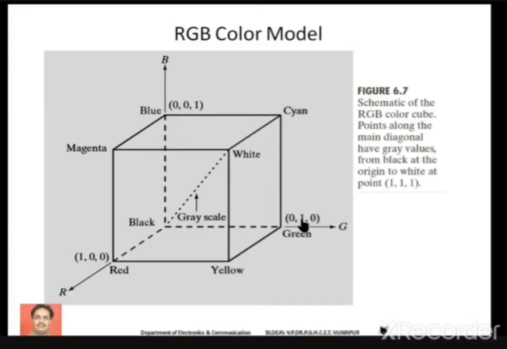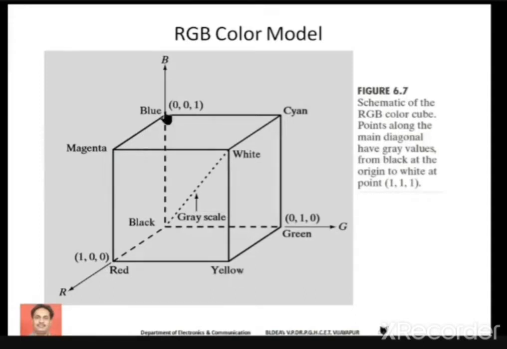It indicates the presence of only green color. And for blue, we have written 0, 0, 1, indicating red and green are absent and only blue color is present. So red, green, and blue form the three corners of the cube. The other three corners indicate the secondary colors magenta, cyan, and yellow.